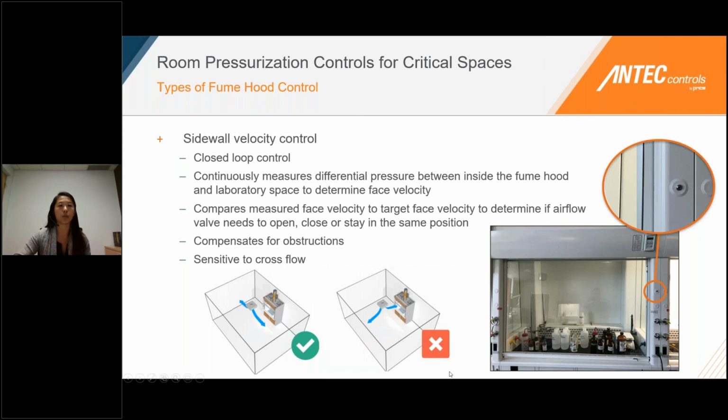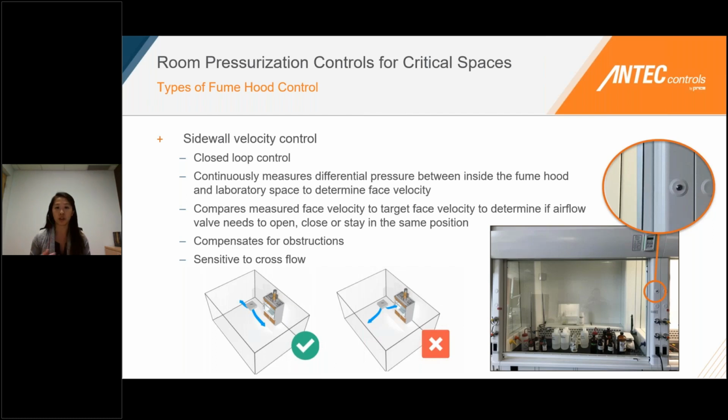So in this case, on the bottom here, we have 2 examples of diffuser placement. The one on the left is where the diffuser is blowing air parallel to the fume hood, which is our recommended orientation. And then the one on the right is where we have a diffuser blowing air directly into the fume hood. And this is what we want to avoid, because with sidewall velocity sensors, having that direct airflow is going to create some fluctuations in your pressure reading.